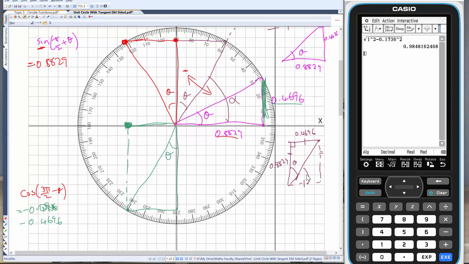And this is alpha. So what I'm going to work out is the tan of alpha. And what it's going to be is this is the opposite and this is the adjacent. So 0.8829 over 0.4696. It's positive, so none of those are going to be negative. So we'll just throw this into the calculator and see what it turns up.